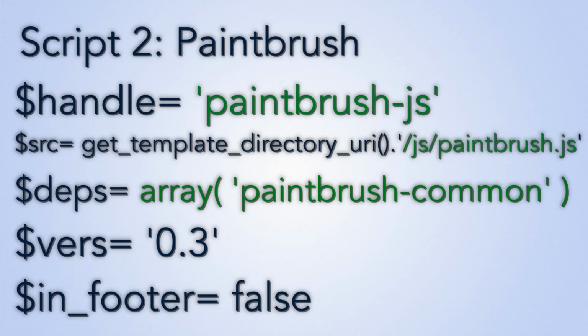So we're going to append the same version, 0.3. In this case, we're going to set in footer to false, because we need it to load in the head section as well. Now the scripts are registered safely, and we need to go ahead and enqueue them.